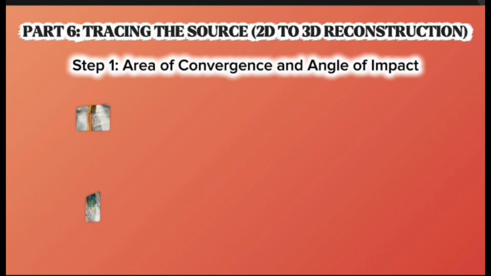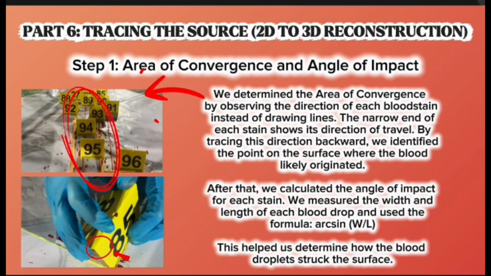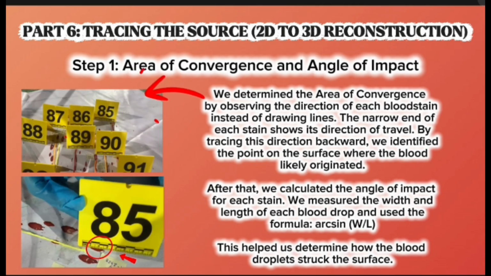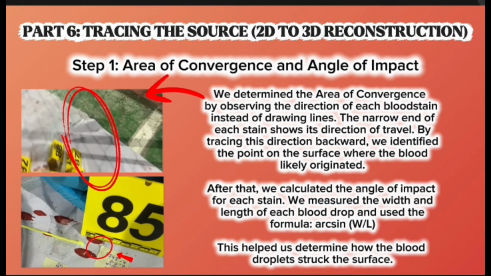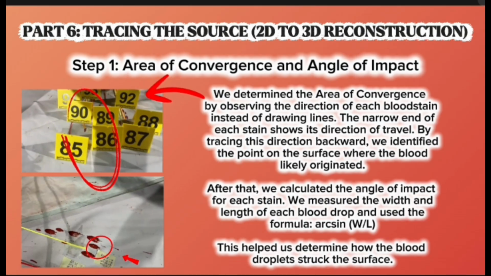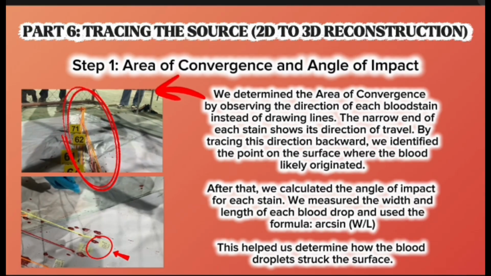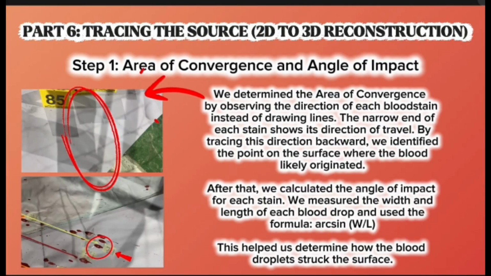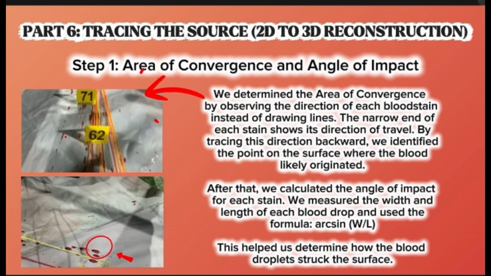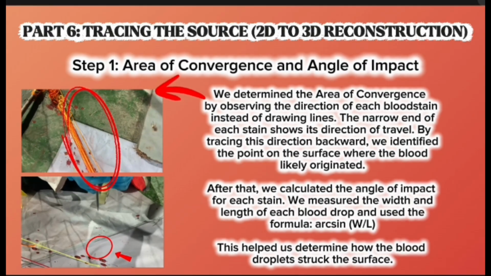Step 1. Area of convergence and angle of impact. We determined the area of convergence by observing the direction of each blood stain instead of drawing lines. The narrow end of each stain shows its direction of travel. By tracing this direction backward, we identified the point on the surface where the blood likely originated. After that, we calculated the angle of impact for each stain. We measured the width and length of each blood drop and used the formula sin θ = width divided by length. This helps us determine how the blood droplets struck the surface.